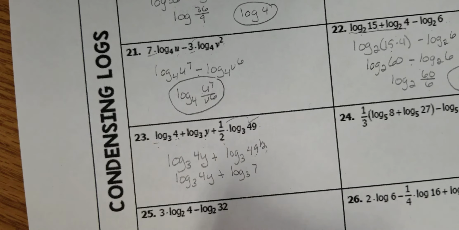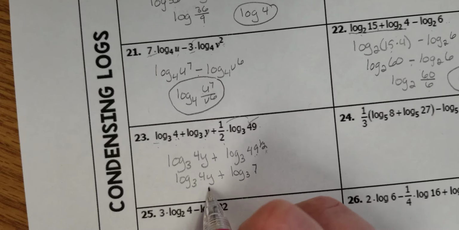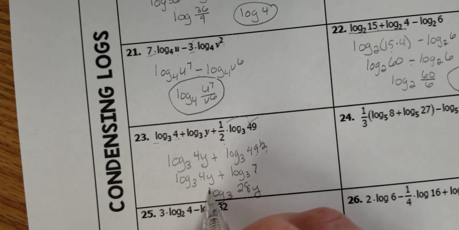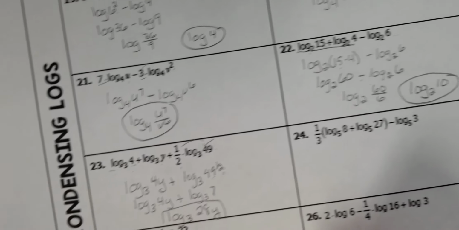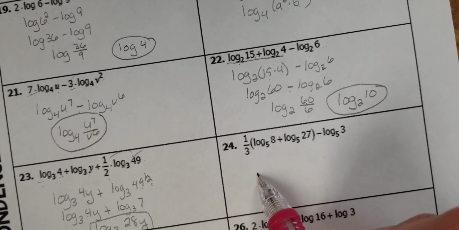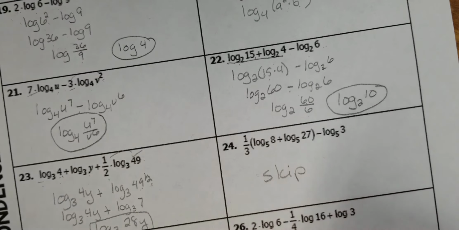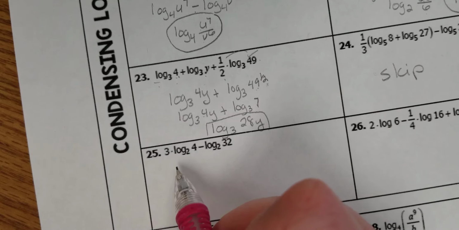And now we can condense this. Since it's plus, it's a product rule. So we're going to do 4 times 7 and get 28. So we have log base 3 of 28y. And that is our final answer. All right. We're just going to go ahead and skip this one and go to 25.